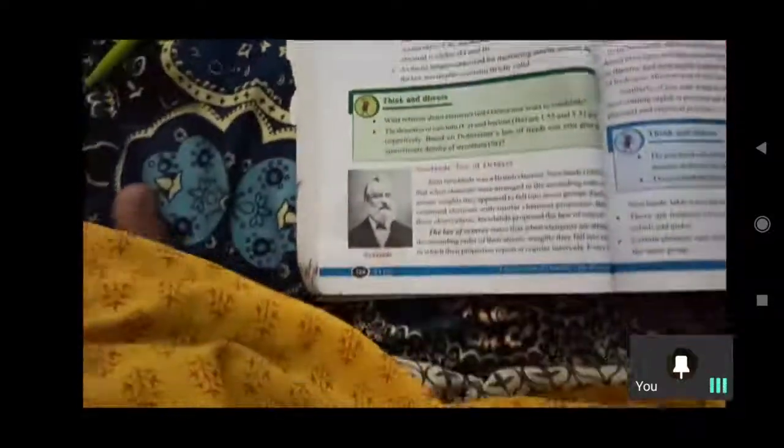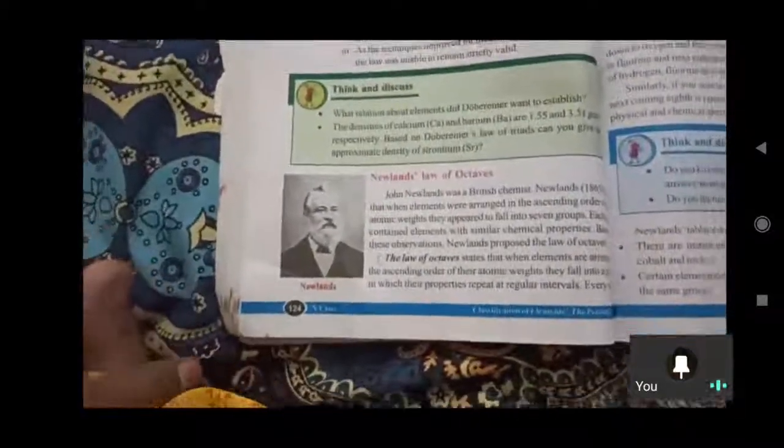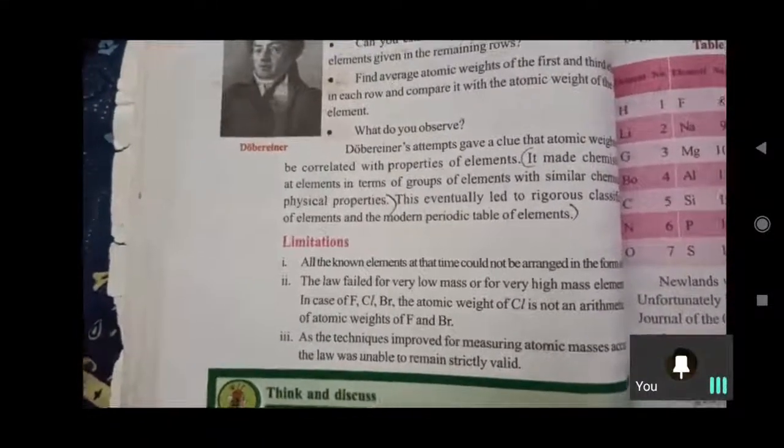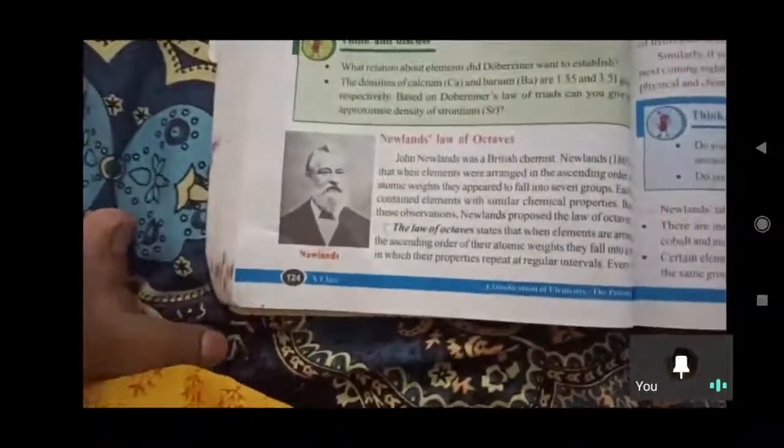Next one is Newlands' law of octaves. So here, the law of triads has taken three at a time, and here octaves means eight at a time.